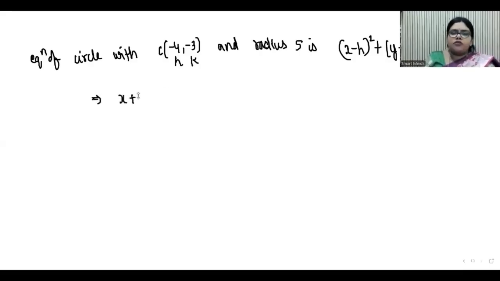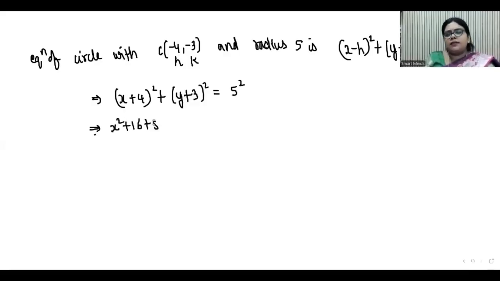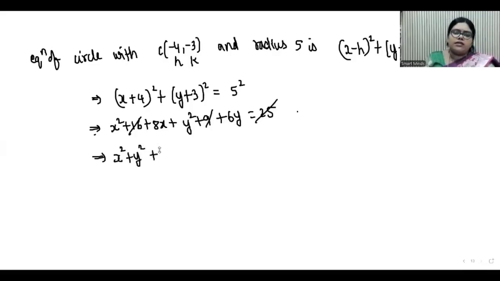So (x plus 4) whole square plus (y plus 3) whole square is equal to 5 square. So x square plus 16 plus 8x plus y square plus 9 plus 6y is equal to 25. Now 16 plus 9 is 25 and this 25 gets cancelled. So you are left with x square plus y square plus 8x plus 6y is equal to 0.